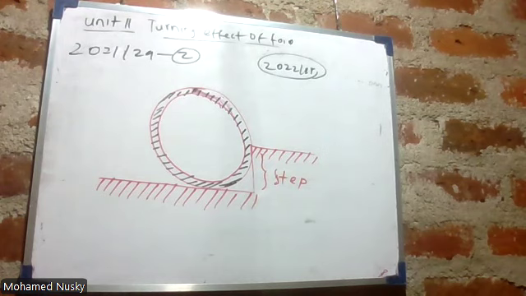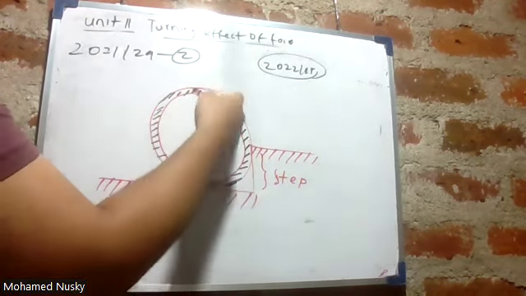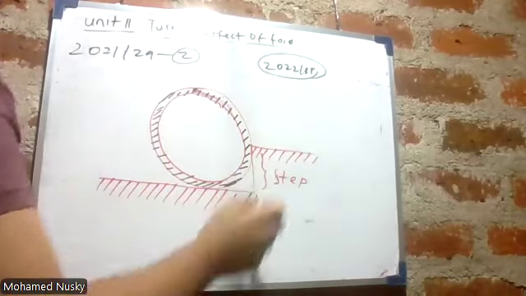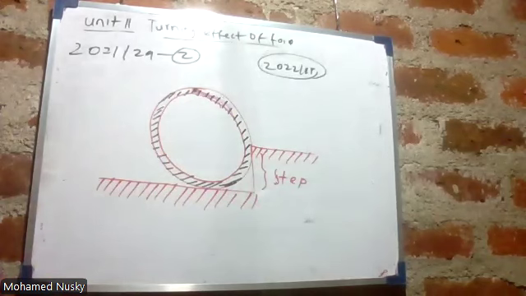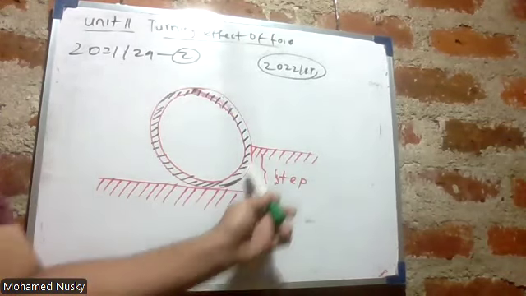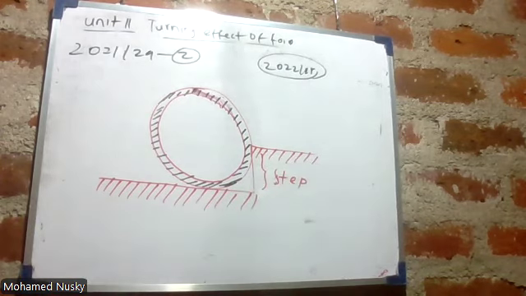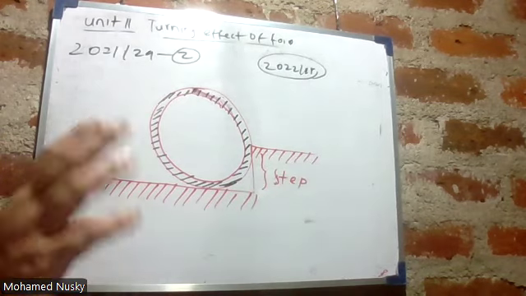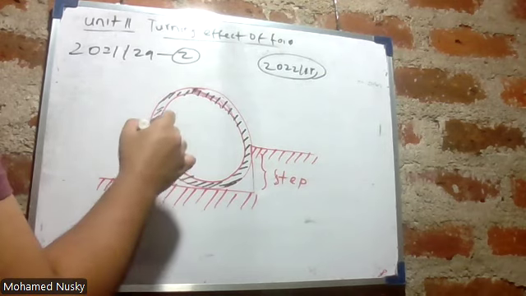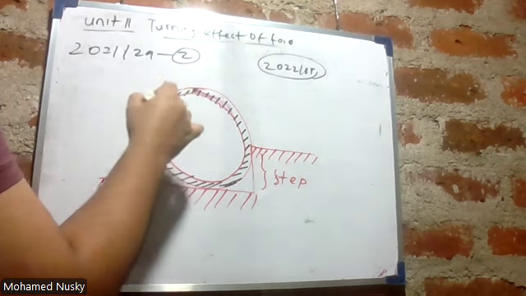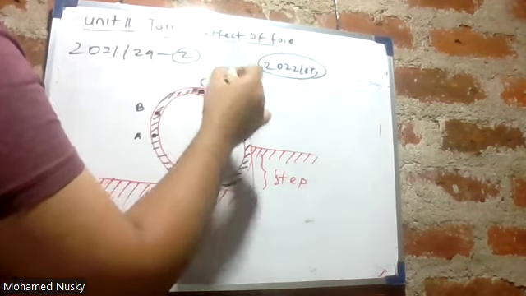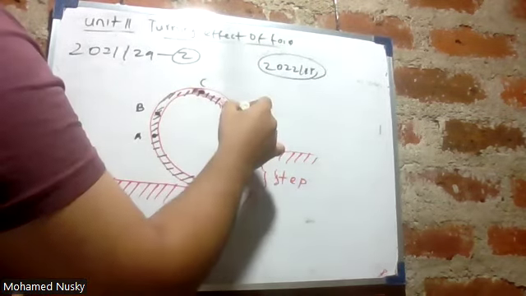This is what it is. So what are they going to do? They're going to take this concrete ring up the step, from here to here. Now they have given 4 points. This is point A, this is point B, this is point C, and this is point D.